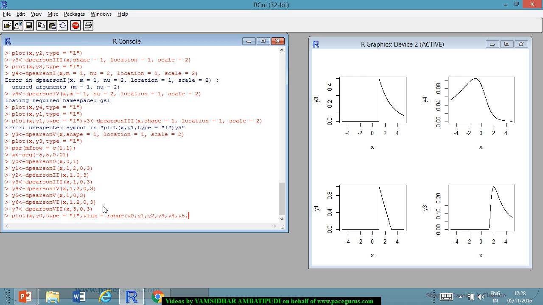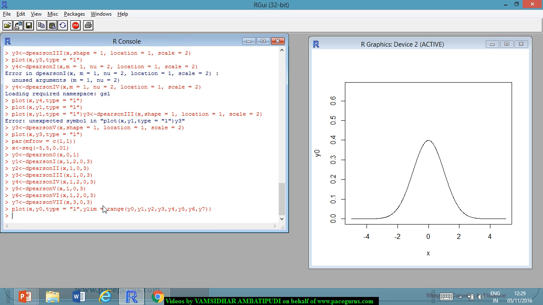So based on the range associated with all, consider whichever is the one that is having the highest possible range, take that as the range of this particular graph. Take the y-axis limits based on that particular range, rather than just considering y0's range and doing a plot. Take the range across from y0, y1, so on up to y7.